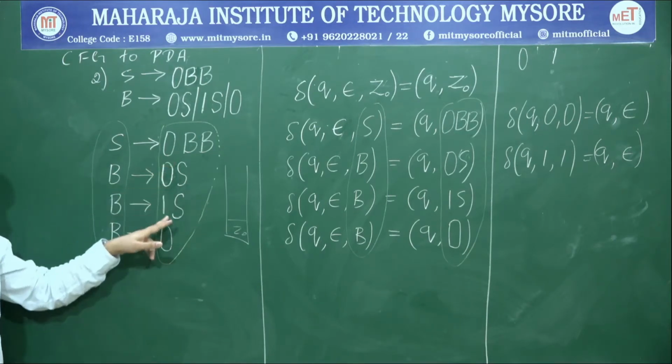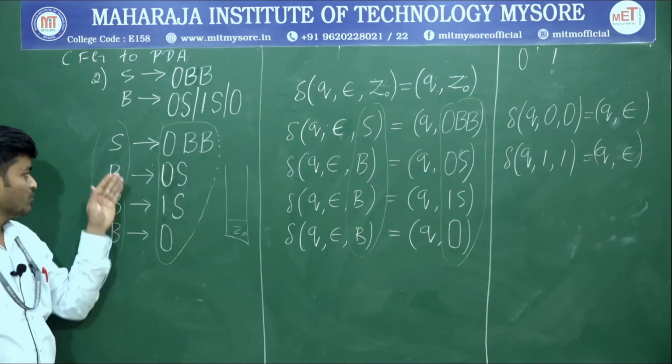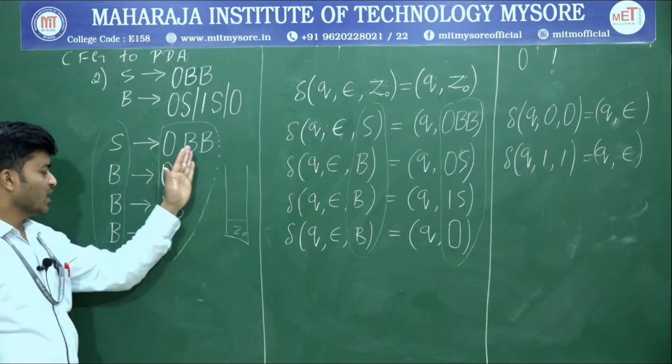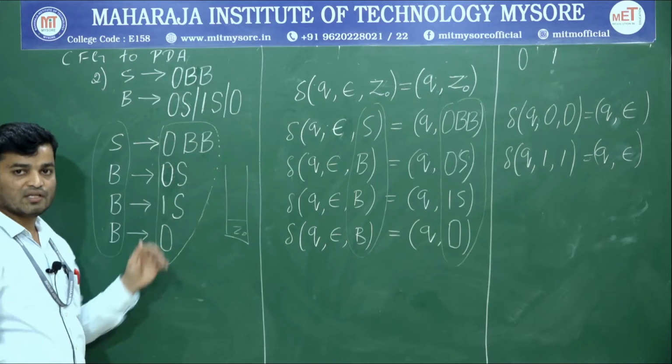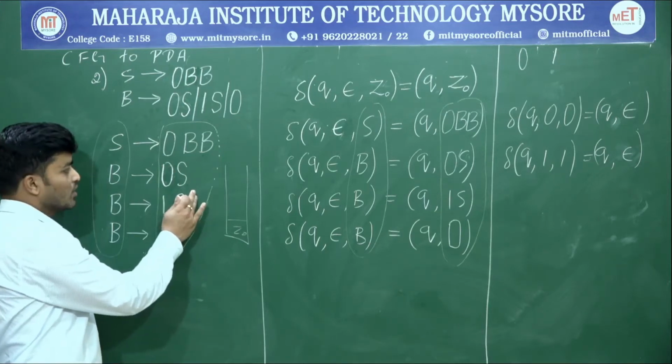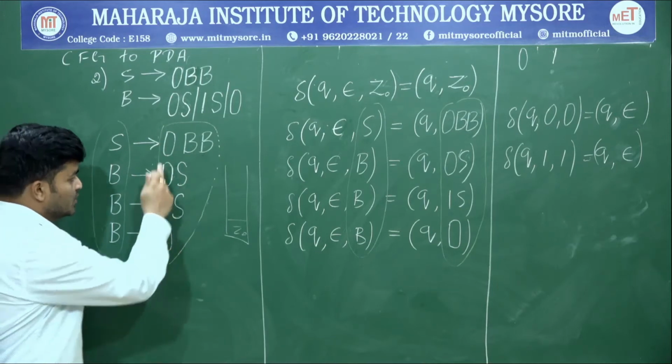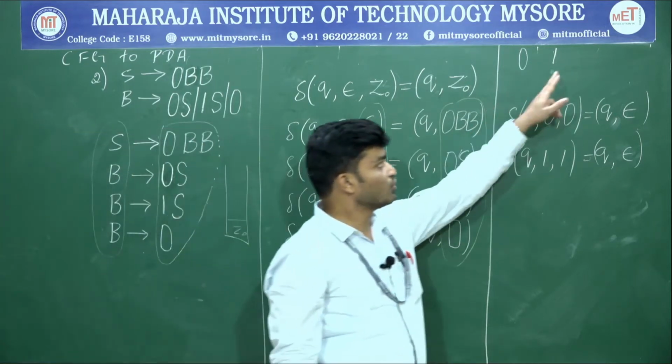One is 0, another is 1. Whatever is present on this side is called a variable. Other than variables, whatever symbol is present on the right hand side, we will call that a terminal. Except B and S, we have 0 as well as 1. So we have two terminals, one is 0, another is 1.